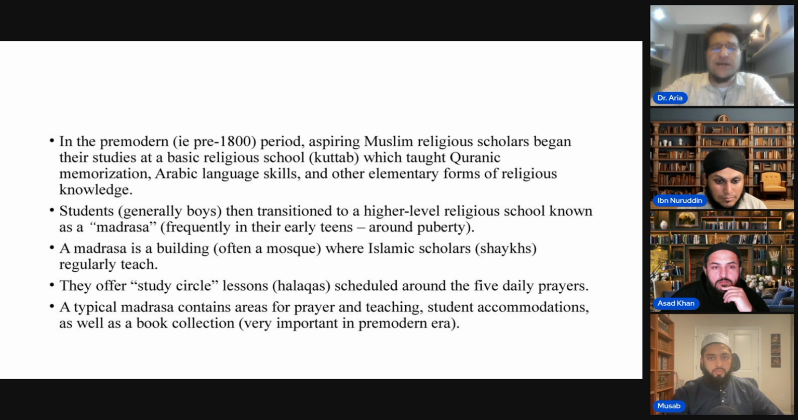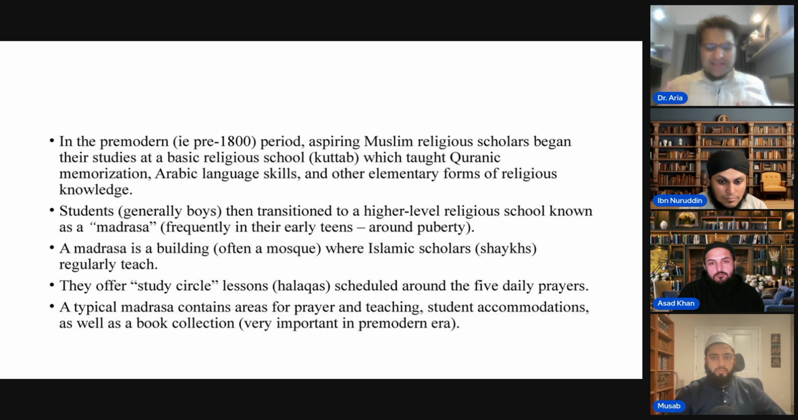And if they want to become a religious scholar, they will go to a religious institution called a madrasa. Now, sometimes people will describe a madrasa as a college, but this is incorrect. It would be more accurate to say that it's kind of like a mixture of a high school and a college and a university.